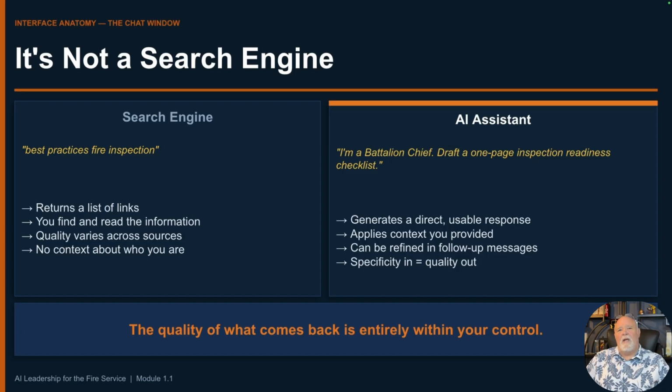Think about the difference between asking a subordinate to look into fire inspections versus saying, "I'm a battalion chief. We have our annual compliance review in 3 weeks. Give me a one-page readiness checklist covering NFPA 1 priorities." Same topic, completely different outputs. This reframe is the foundation of effective AI use. We'll spend significant time in Section 1.2 building the prompting skills to make this work in practice. For now, the single takeaway: the quality of what comes back is entirely within your control.